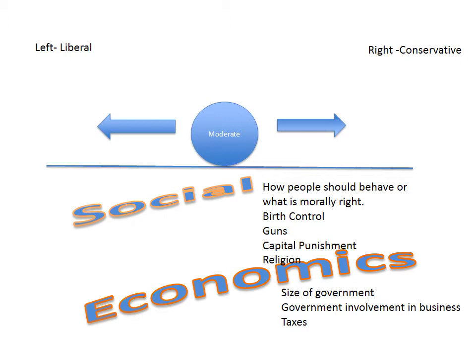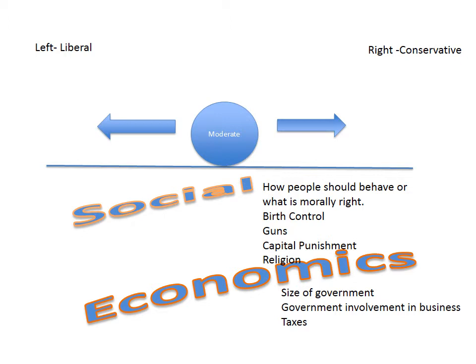The other issues that you can look at are going to be economics. An economic issue is going to be the size of government or government involvement in business, taxes. So for example, if you think that government should be small, you're said to be conservative or on the right. If you believe that the government should have more involvement, then you're said to be on the left or more liberal.